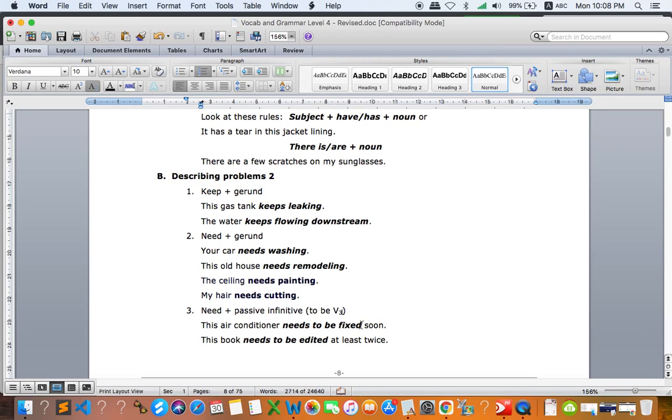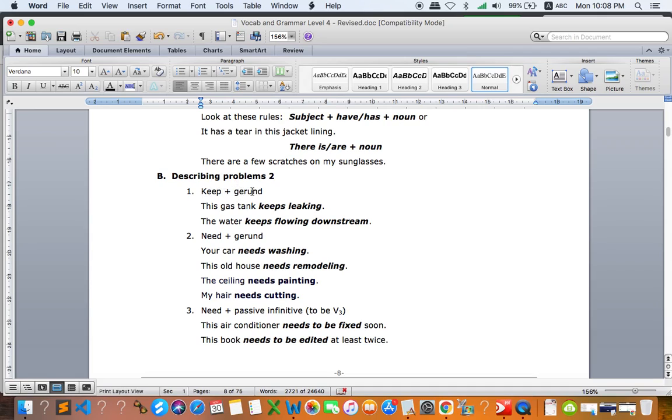Okay, that's correct. All right, so you can see right here, we can say need plus gerund. Gerund here means verb-ing, and right here is passive infinitive. You can say to be verb 3. All right, so let's talk about keep a little bit.